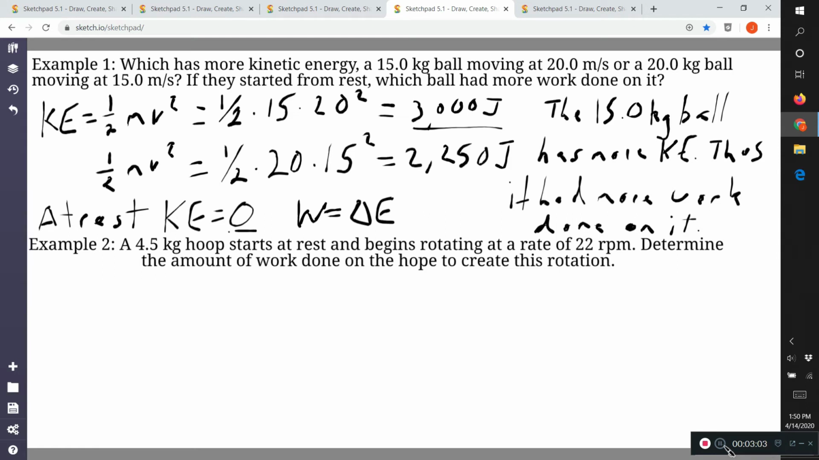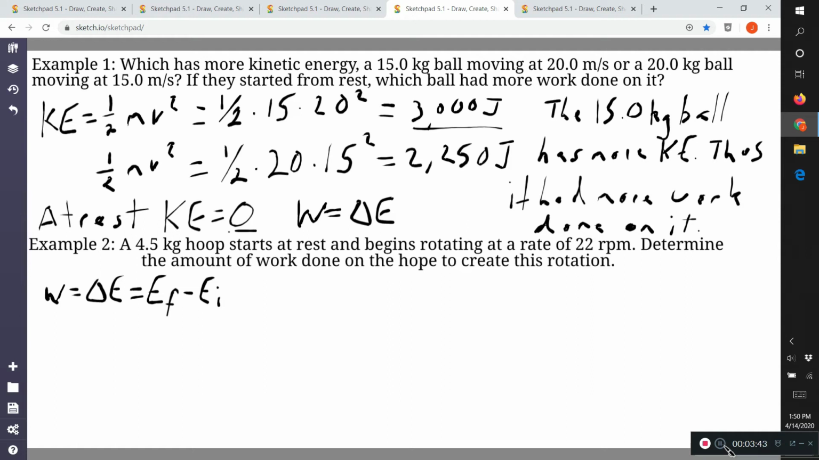All right, example 2. A 4.5 kilogram hoop starts at rest and begins rotating at a rate of 22 RPMs. Determine the amount of work done on the hoop to create this rotation. So it's asking for work, but remember, work is equal to the change in energy. So this started at rest, so really we're looking for the final energy, because anytime you have a change in something, it's always the difference between the final amount and the initial amount. We know the initial amount was 0 because it was at rest.